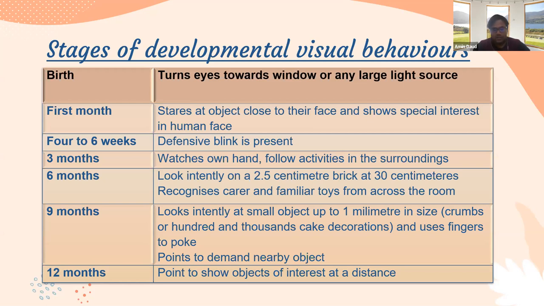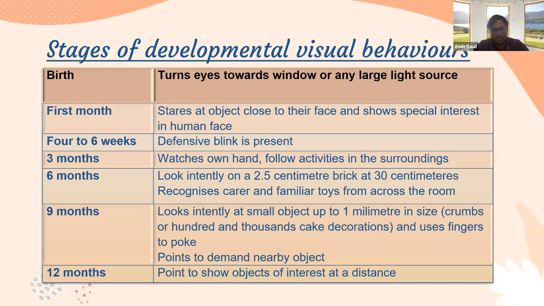Around 6 months, we expect the baby to look intently at a 2.5 centimeter brick at a 30 centimeter distance. Meaning by 6 months, we expect them to have visual fixation on an object of a specific size at a certain distance. They are able to recognize their carer and are familiar with the toys around them. They can also look for a partially hidden object, so if you hide their toys, you'll see them looking for them.